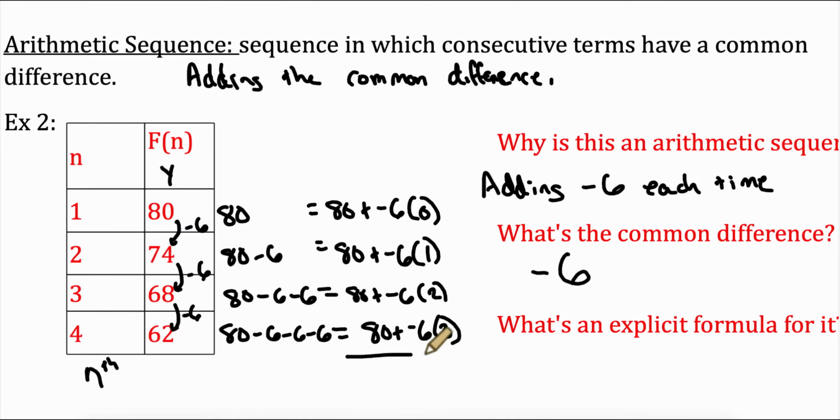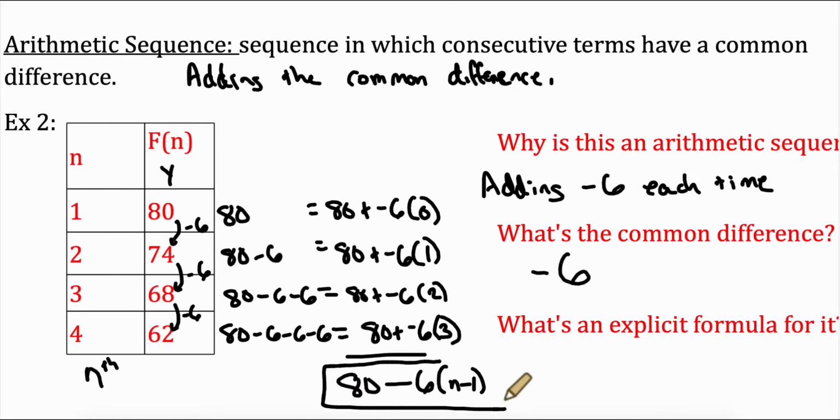What doesn't change? Well, the 80 doesn't change. The plus -6, or we could just say -6, doesn't change, right? This changes every time. Now, how does 3 relate to 4? Well, it's 1 less, right? 3 is 1 less than 4. So if n is 4, 3 is 4 minus 1. How do I get to 2? 1 less. 3 minus 1 is 2. 2 minus 1 is 1. 1 minus 1 is 0. So n minus 1 is n minus 1. And there we have our explicit formula. All right?